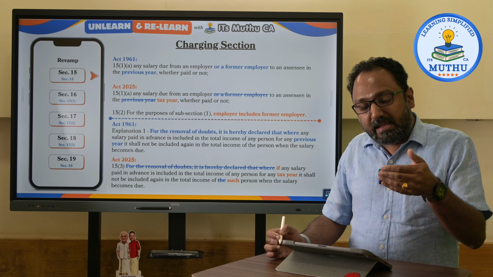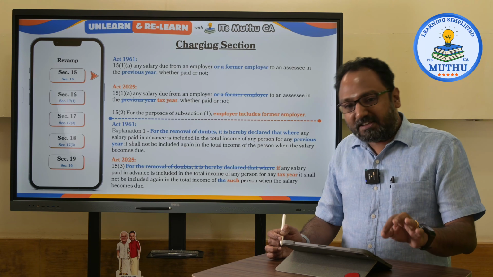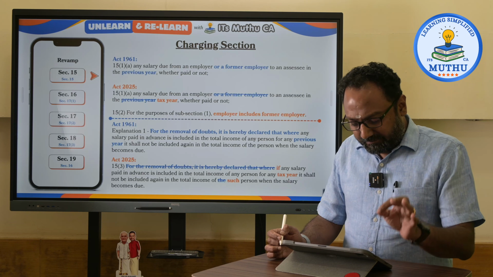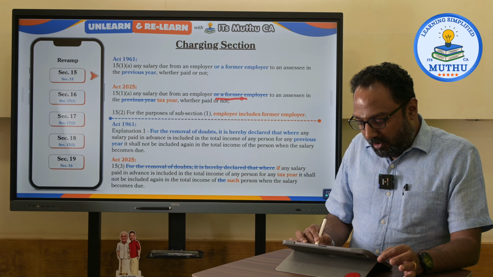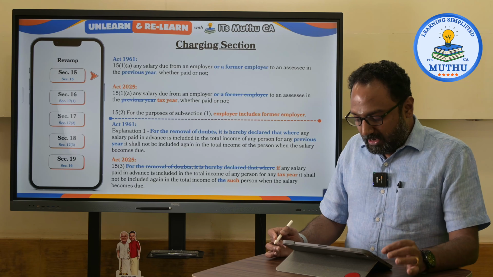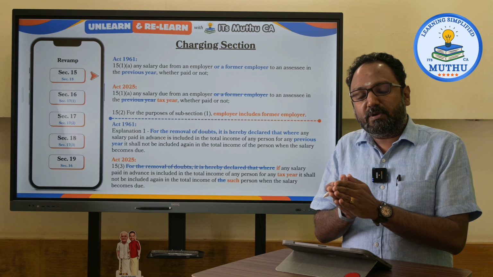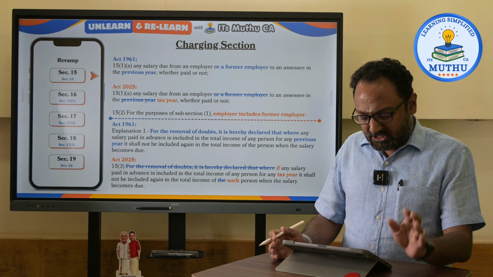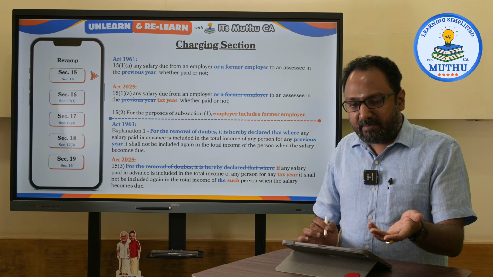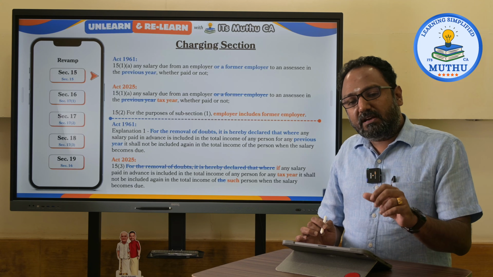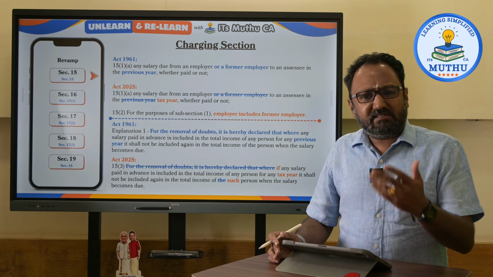Now see how it is being overflown into Act 2025. Section 15, subsection 1, clause A, nothing has changed, saying any salary due from an employer, the words "or a former employer" are missing, it's not there, to an assessee in the tax year. So previous year and assessment year are now combined as tax year in section 3. So the two words, a former employer, are not there in section 15.1. Similarly, the previous year is renamed as tax year. Previous year being renamed as tax year is understandable.